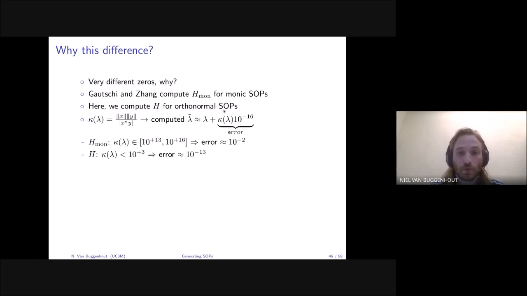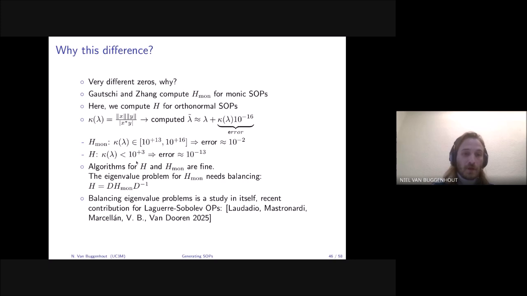While if you take the orthonormal recurrence matrix, the conditioning is lower than 1,000. So the expected error is much lower as well. Of course, this is not a problem of the way you compute the recurrences. This is just a problem for the eigenvalue problem itself. So in fact, if you take the monic Hessenberg matrix, you can balance it by multiplying from the left and the right with D and D minus 1, a diagonal matrix, and then you can compute the eigenvalues as accurately.